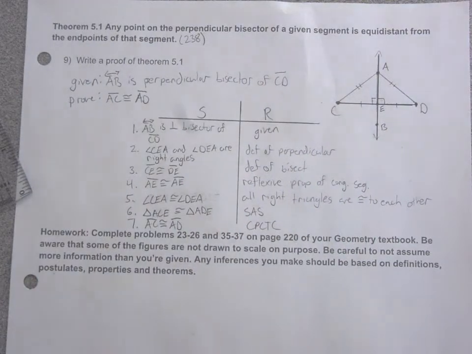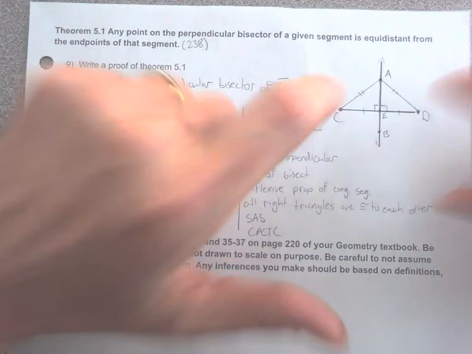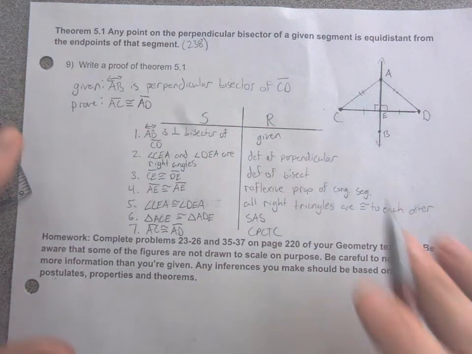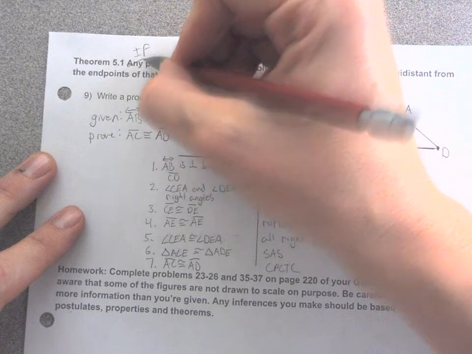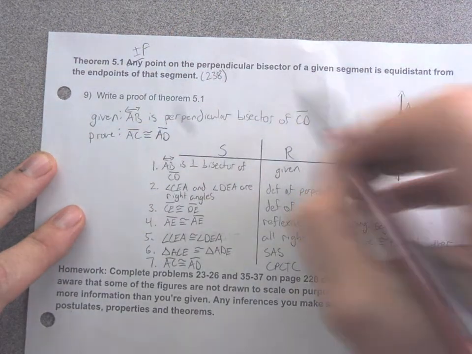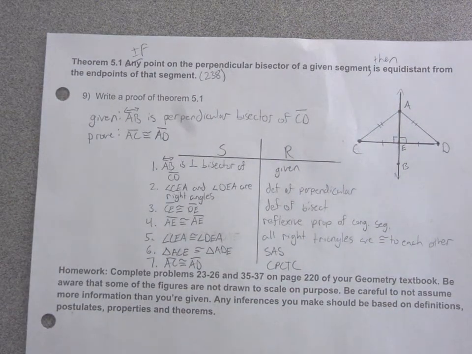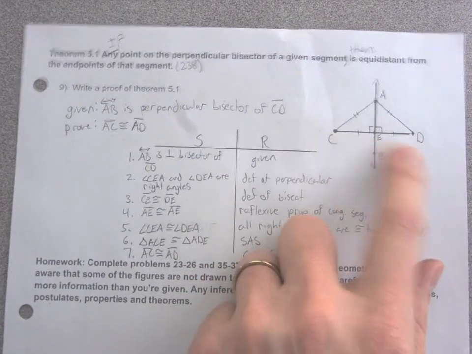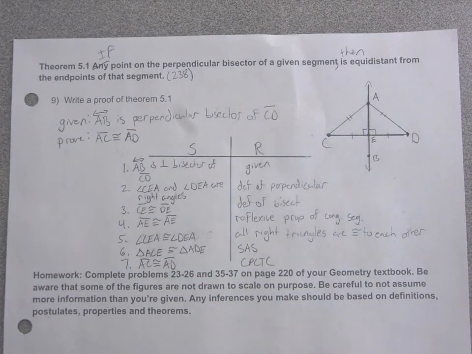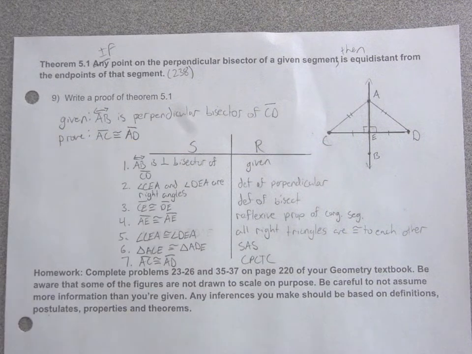Okay, so given AB is the perpendicular bisector of CD, right? That's kind of the if part of the theorem. Now it's not written in if-then form, but basically it would be if a point is on a perpendicular bisector of a given segment, then it is equidistant from the endpoints of that segment. Okay, so we're going to assume we have a point, like point A, on the perpendicular bisector of this segment CD. What we're going to try to prove is that AC is congruent to AD. In other words, the distance from A to C is the same as the distance from A to D.